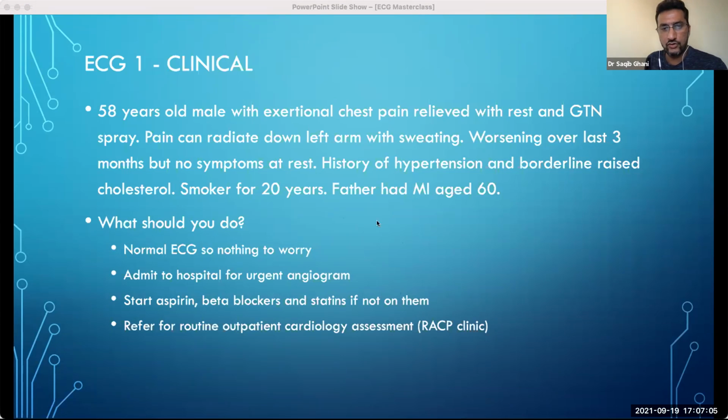Most people have gone for refer to cardiology as an outpatient. About 30% are saying start treatment with aspirin, beta blocker, statins. 20% are admitting the patient and 10% are saying nothing to do. I would go with the last 2 options. These both, in my opinion, are correct. Why do I say so?